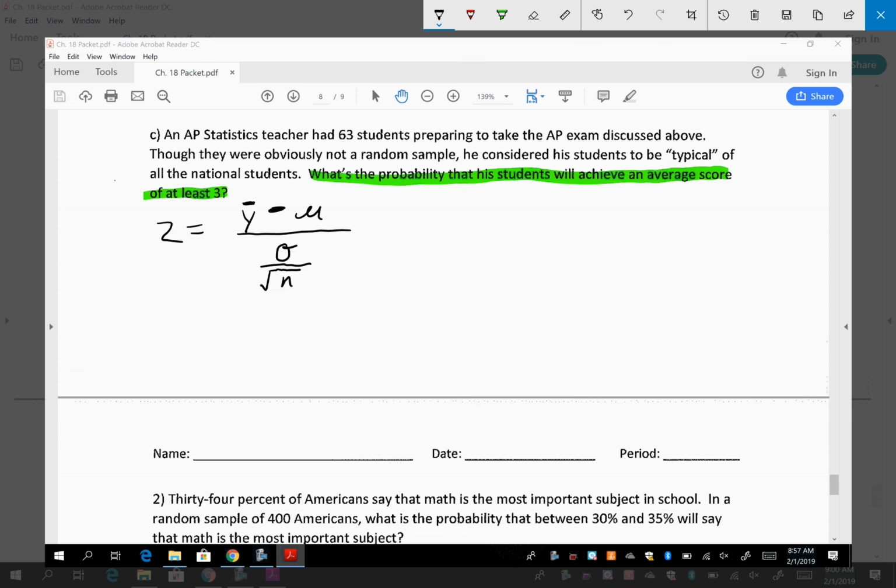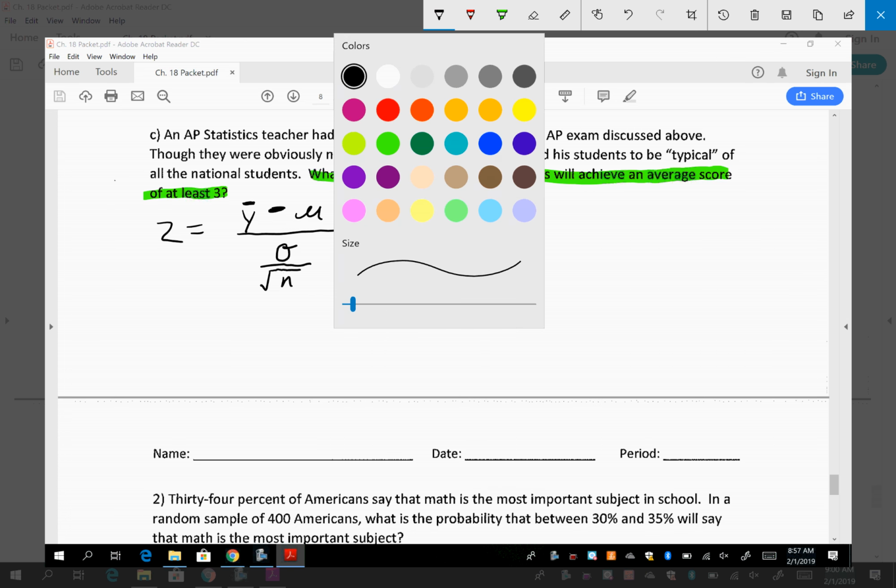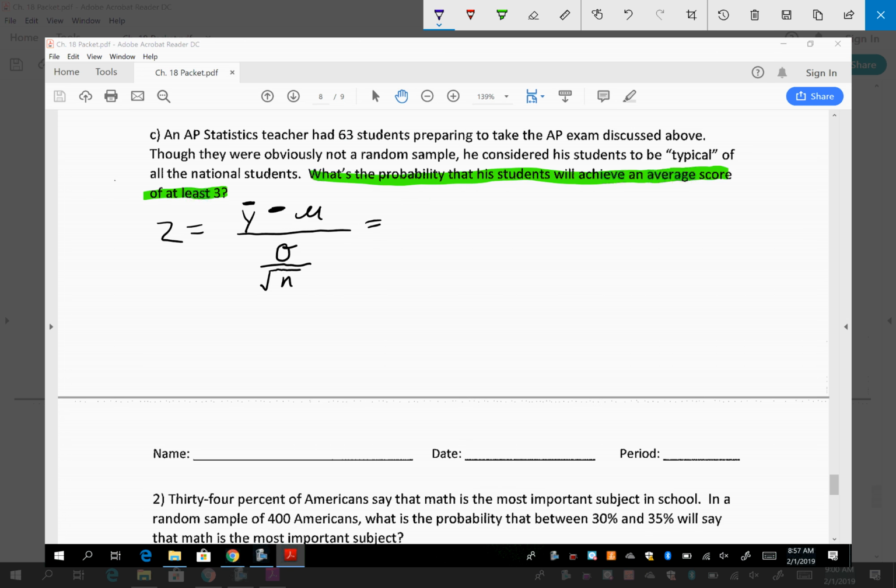So, let's fill in some numbers now. Should I change colors? Yes. Purple. I care about this teacher's class average being 3 or higher. So I'm going to put y bar in at 3. Let's standardize just 3 and go from there. Minus, what is the average score that I think applies to a typical class of students for the AP exam?